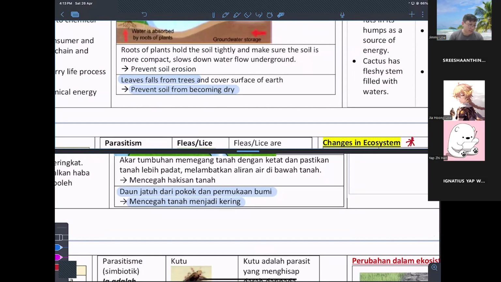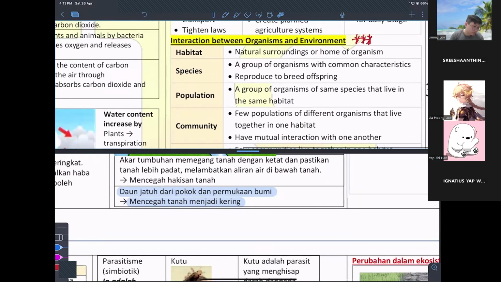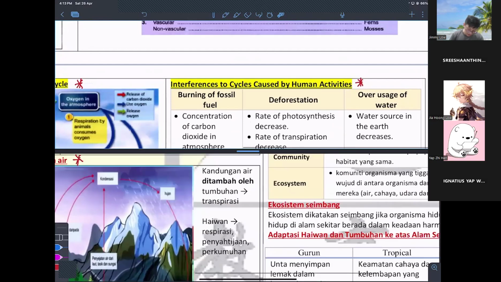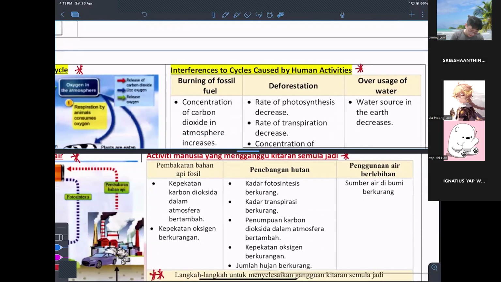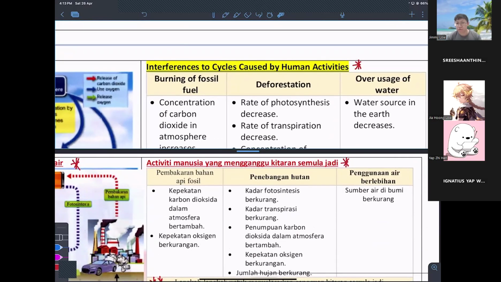Okay. Then the next one is the interference of cycles caused by human activity, which means what is the activity that humans do to affect the cycle. Like what cycle are we talking about? We are talking about the carbon cycle, the water cycle. So which kind of activity will cause or affect this kind of cycle?